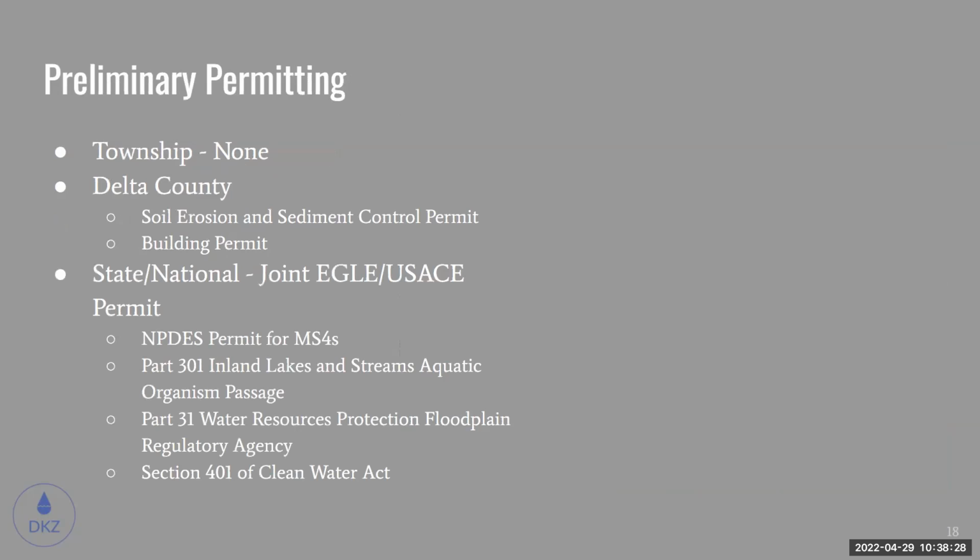All right, and here's some preliminary permitting that we researched. As far as we're aware, there's no township permitting, but Delta County does require soil erosion and sediment control permits, as well as building permits. And on the state and national level, the Joint EGLE/USACE permit covers basically anywhere where construction meets the water. So all the different regulatory agency permits and sections are covered under that joint permit.